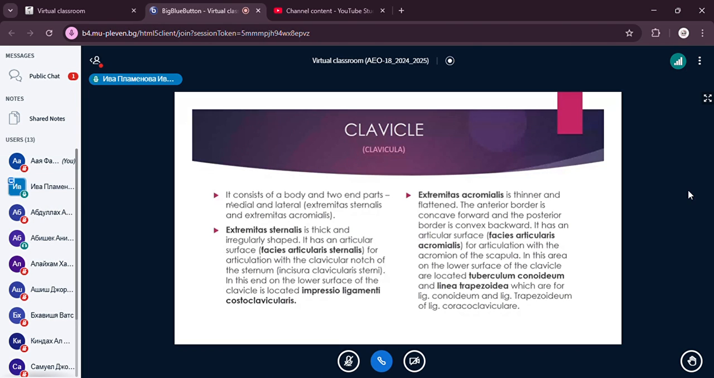About the acromial end or extremitas acromialis, it is flattened. Of course, it has an articular surface for the acromion of the scapula. On the lower surface we have actually two things here: tuberculum conoideum and linea trapezoidea. They are places for the attachment of these ligaments. You can see here.